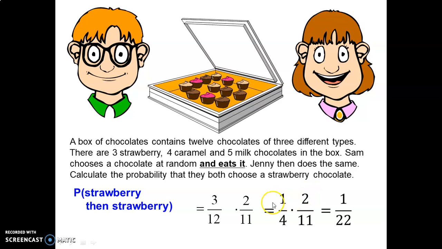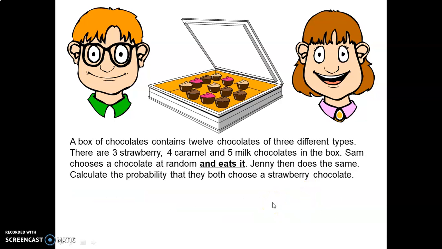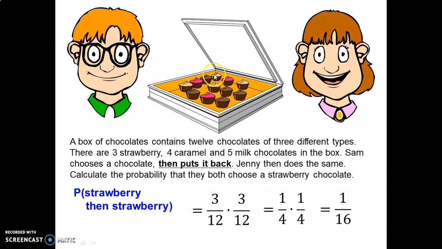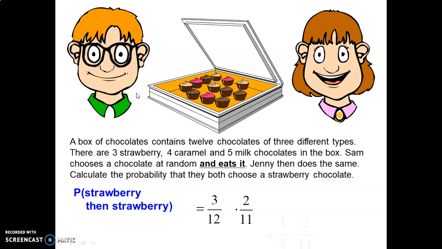This is an example of a dependent event, whereas the first one was independent because his action had no influence on her probability, right? He reset the box by putting it back. So she gets the same original box as he got. So her probability is unaffected by his action. But in the second situation, his action does affect her probability. His action changes the makeup of the box. Therefore, her probability is now dependent on his action. So that's a dependent probability.